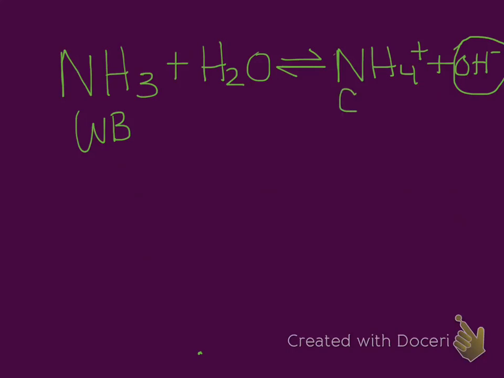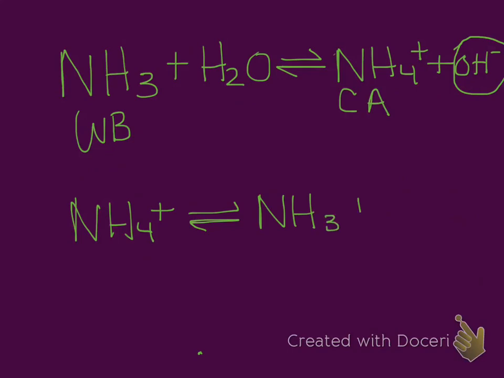This is going to be our conjugate acid. Why do we call this a conjugate acid? Well, if we were to add that to water, and since this is an acid, I don't have to write the water. You can. It's correct either way. We end up with NH3 and H+. We know that anything that gives up an H+ is an acid. So this is our conjugate acid. And this is our weak base.